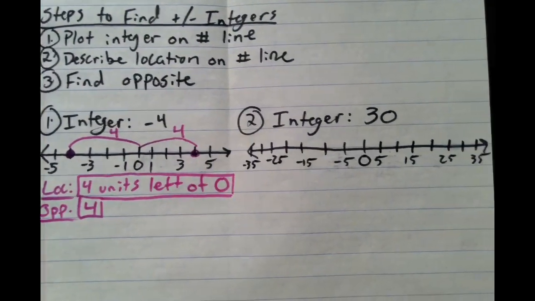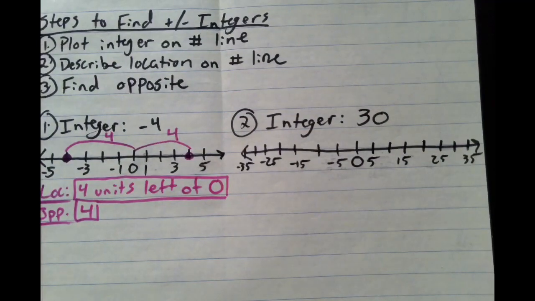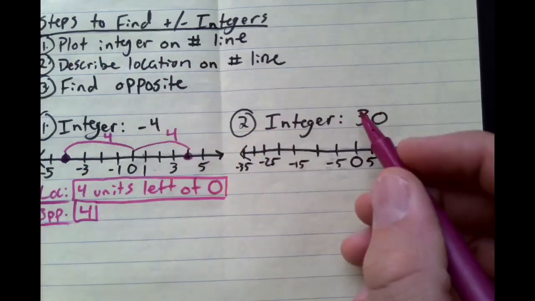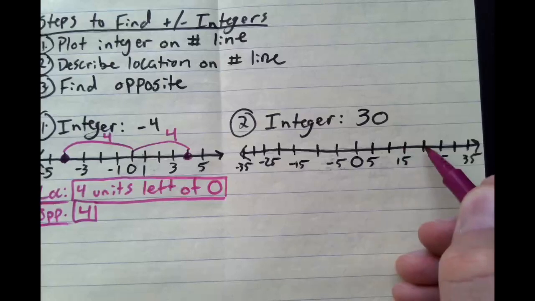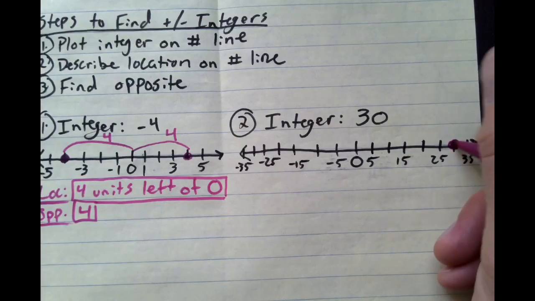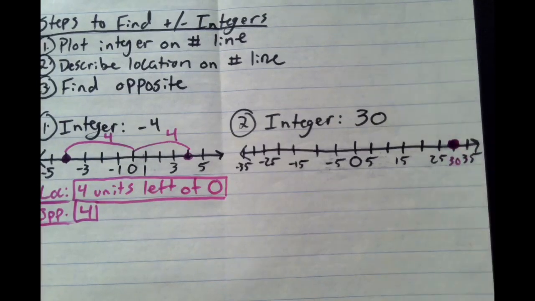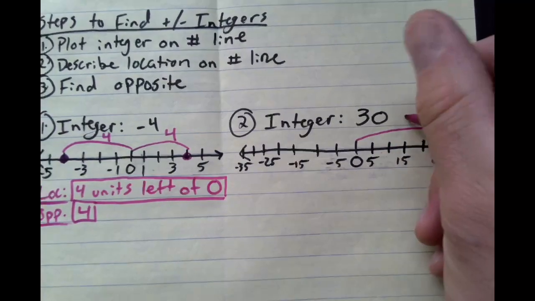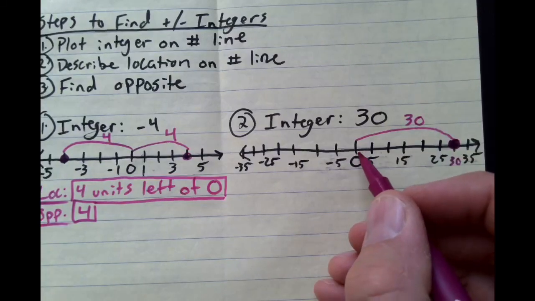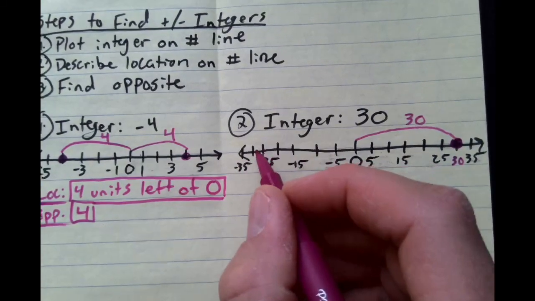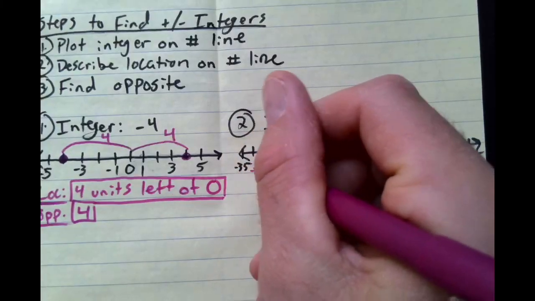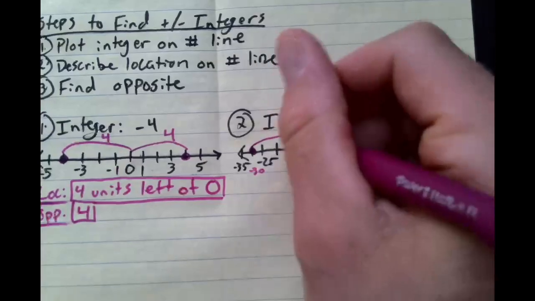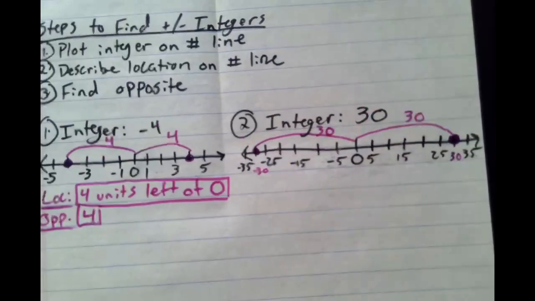Okay, so we have our number line drawn. Looks pretty good. Now, step 1 is to plot that integer on the line. So we know 30 is positive. 5, 10, 15, 20, 25. There's 30. I'll put a 30 in that color so you can see. Then draw your arc, and we know that's 30 units. And the opposite would be -30. 5, 10, 15, 20, 25. Here's -30. Plot that and then draw your arc, and that is also 30 units from 0.